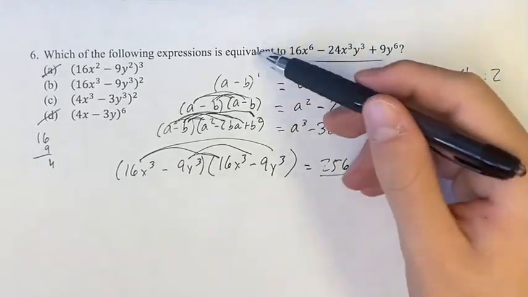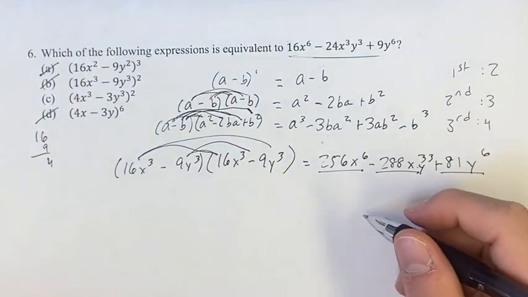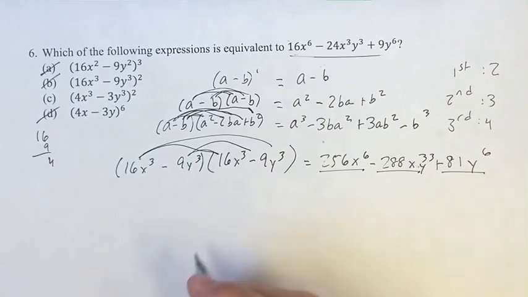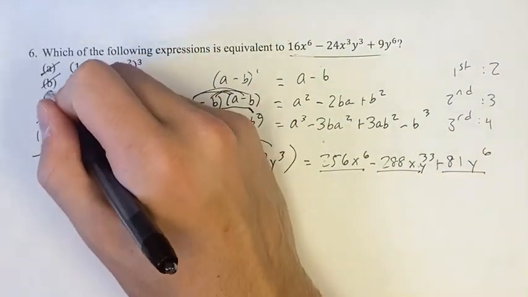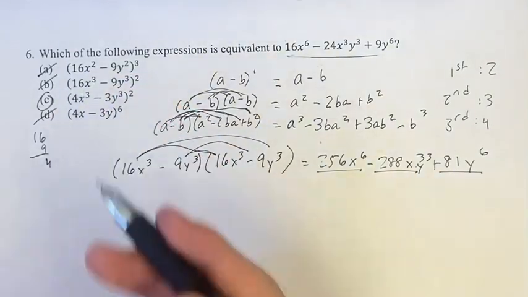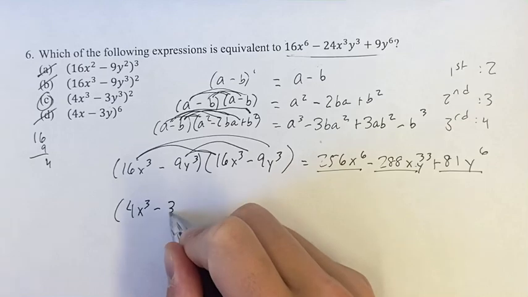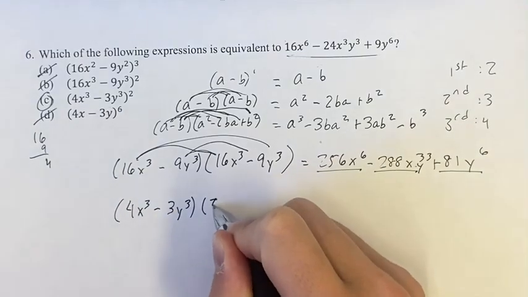These numbers are way bigger, this is not equivalent, and b is not your answer. Just for the sake of it, I will factor out c, but if you were on the test, you would just put in c as your answer because you know on a multiple choice, if it's not a, b, and d, it has to be c. But we can just distribute anyways. We have 4x cubed minus 3y cubed times itself.